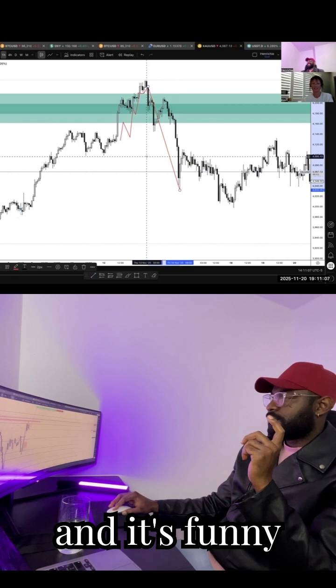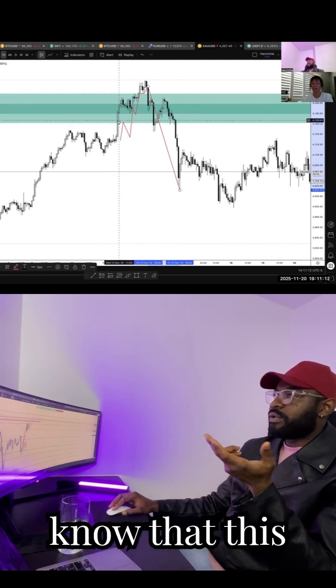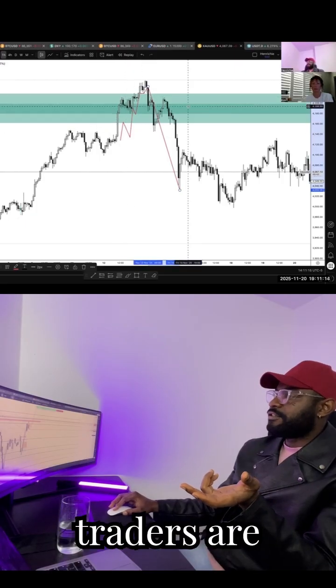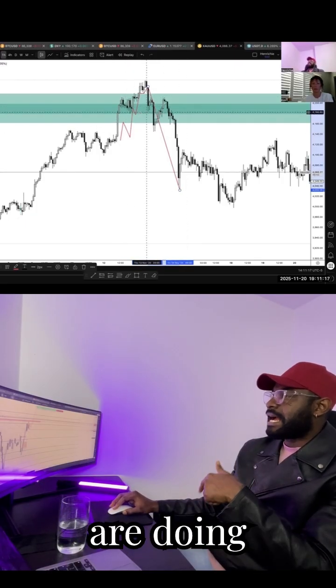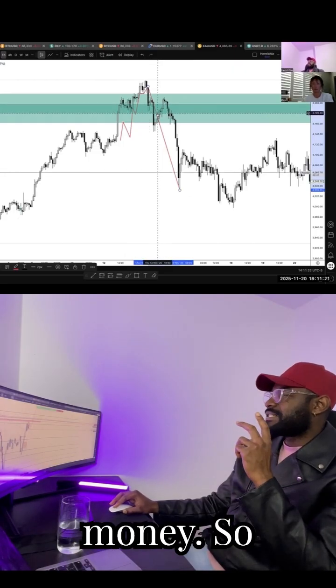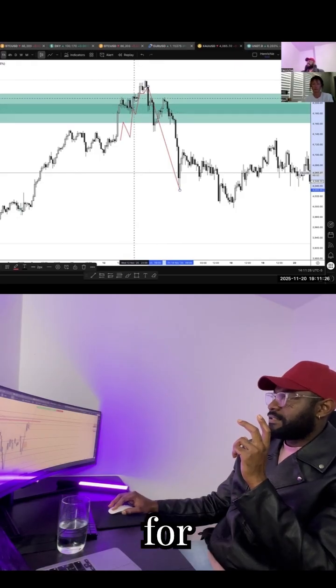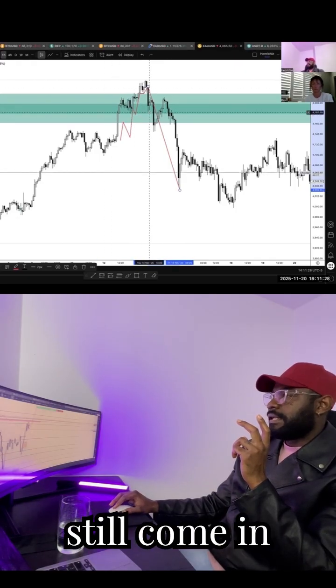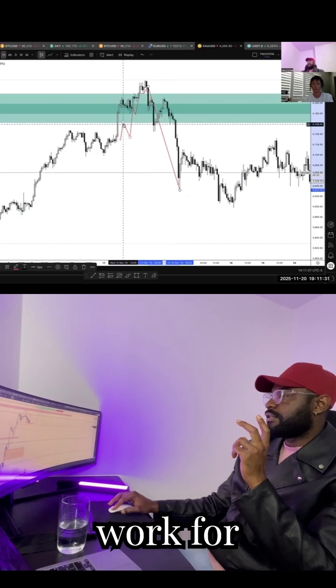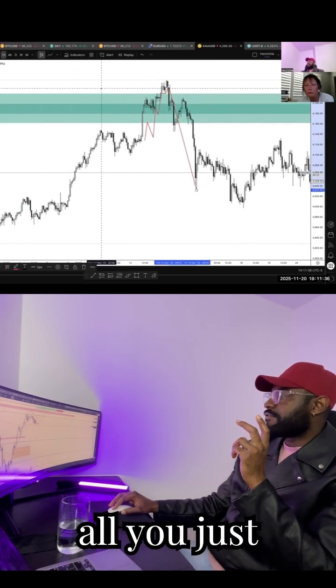It's funny because the algorithm was designed to be this way, because they know that this is something traders are doing. They are doing everything to catch us out and make sure that we all don't make any money. So that's why you always have to think outside the box. You have to wait for confirmation because price can still come in here and still just not work for sells. That can happen.